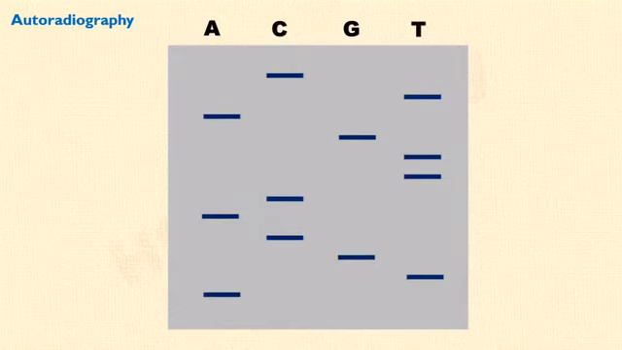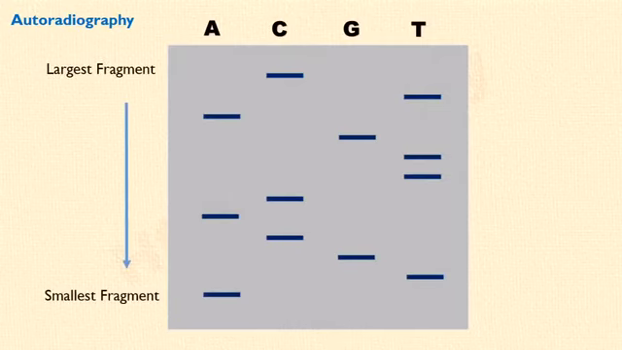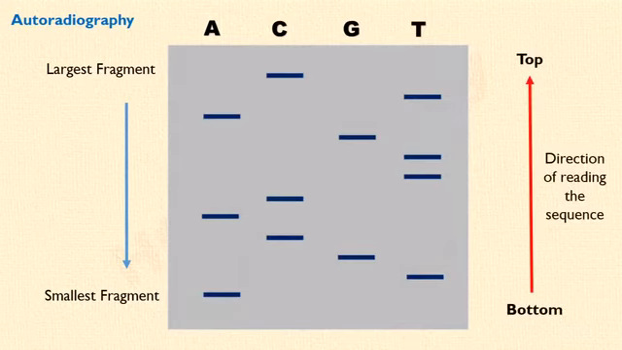Now, let's understand the interpretation of the DNA sequence. As we know, bands are arranged according to their size. Smallest fragment is found at the bottom of the autoradiograph and largest fragment is found at the top. We will read the sequence from bottom to top according to their increasing size. Shortest fragment is in the A lane at the bottom. This shortest fragment means that the dideoxy ATP was added nearest to the 3' end of the primer.